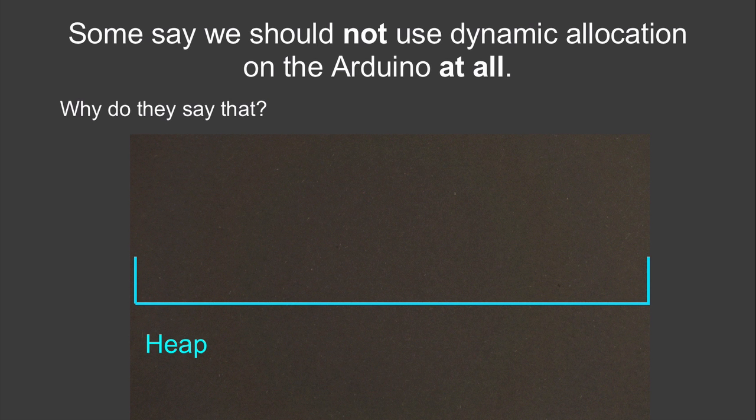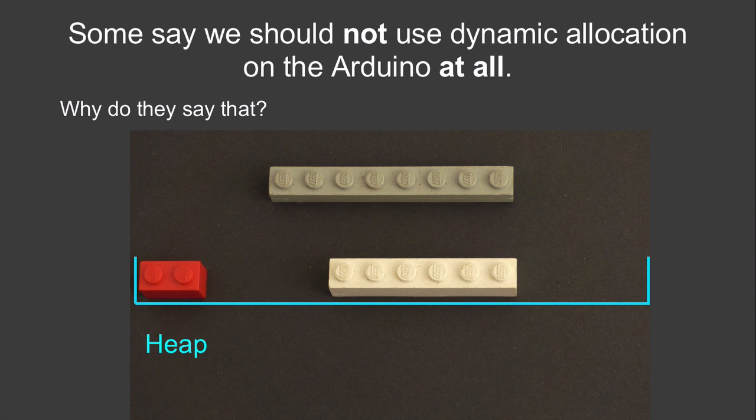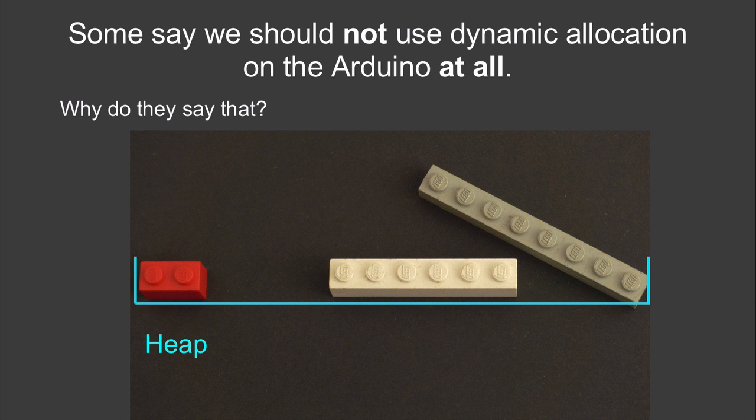So let's look at an example. We start allocating objects one by one, and then we delete one of the objects. Now we want to allocate a larger object, which we have enough free space for, but it's not continuous. It doesn't fit in any continuous free block. So it would fail.